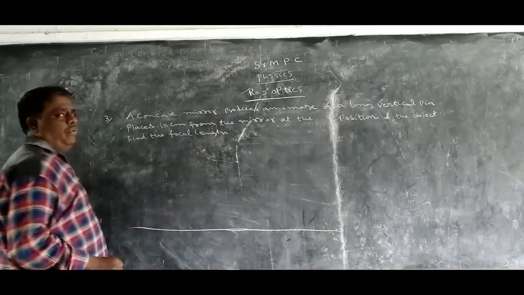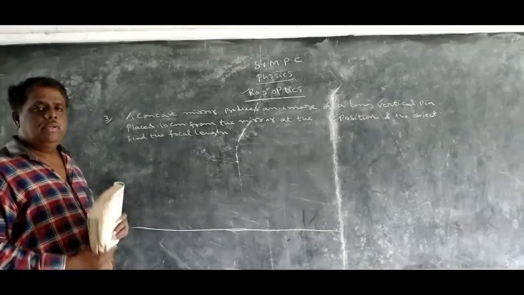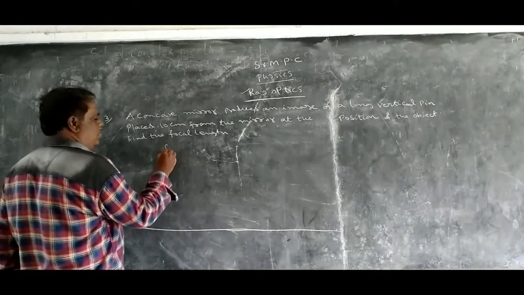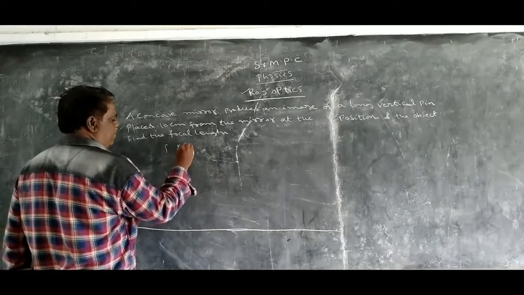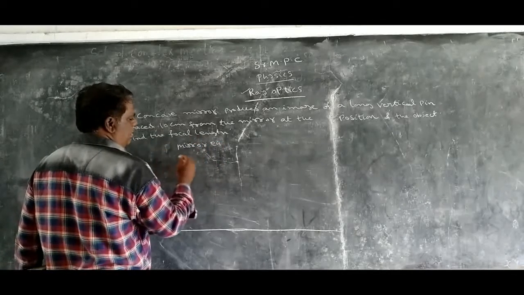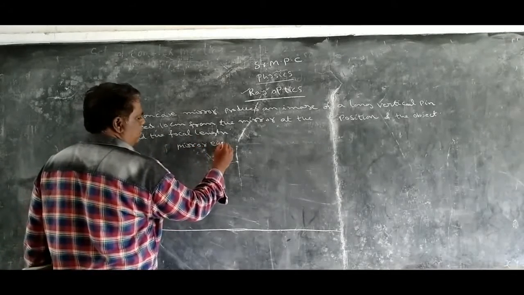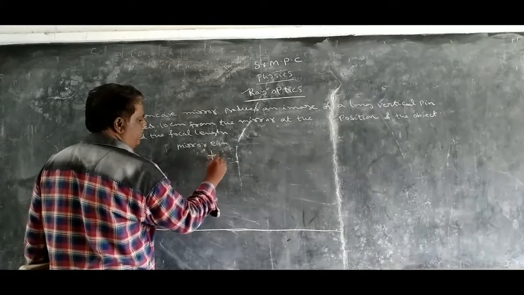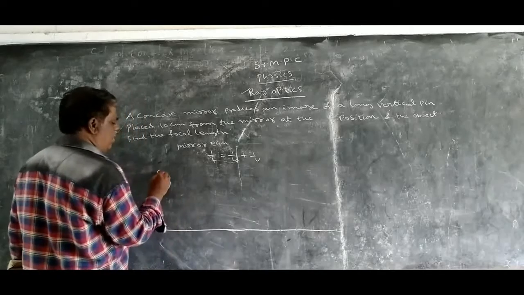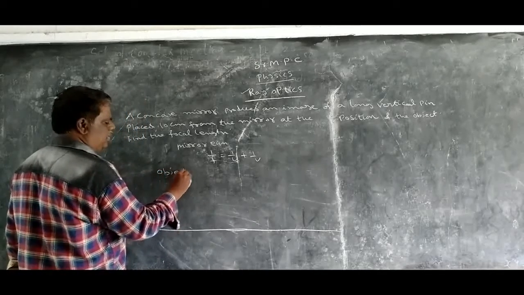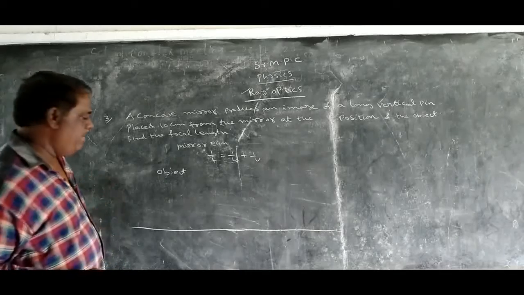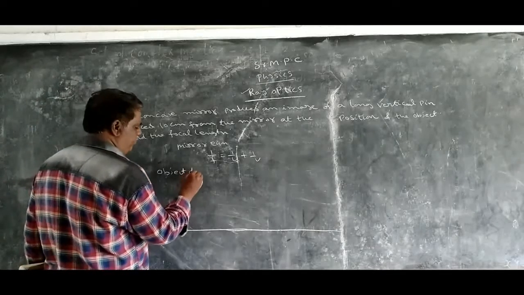So here let us calculate the focal length f value. To calculate the f value for a mirror, use the mirror equation: one by f is equal to 1 by u plus 1 by v. Here the object distance and the image distance will be the same from the mirror. They are given according to our problem.